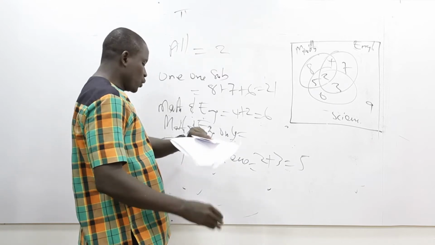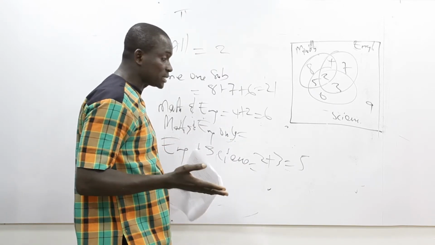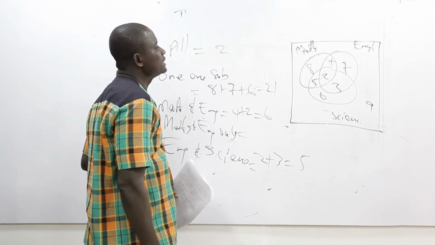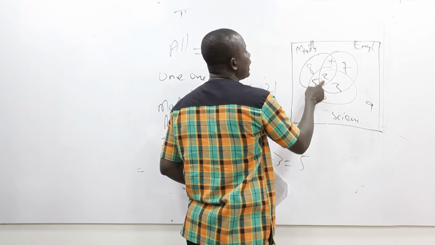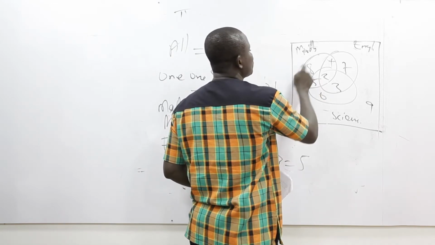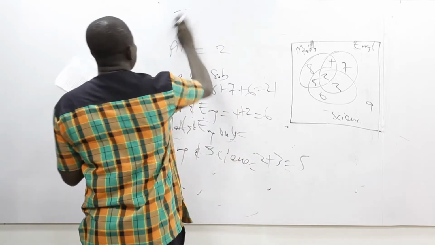So if I ask you at least one subject, then it means one subject or more. So that will constitute people who had only one subject. This is this plus this plus this. There are people who had exactly 2 subjects.